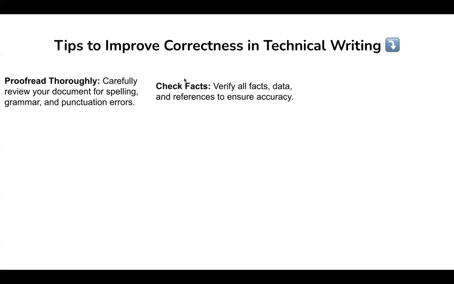So next one is checking facts. Like I said, technical writing is based on facts, so you cannot include any of your personal opinion, or if you are doing that, you have to clarify that, okay, this is not the only way to do this, but it is better for so and so reason. So you deal with facts. Verify all facts, data, and references to ensure accuracy. Okay, you are not misleading people or telling them things that are not so in your content, right? Or in the documents.